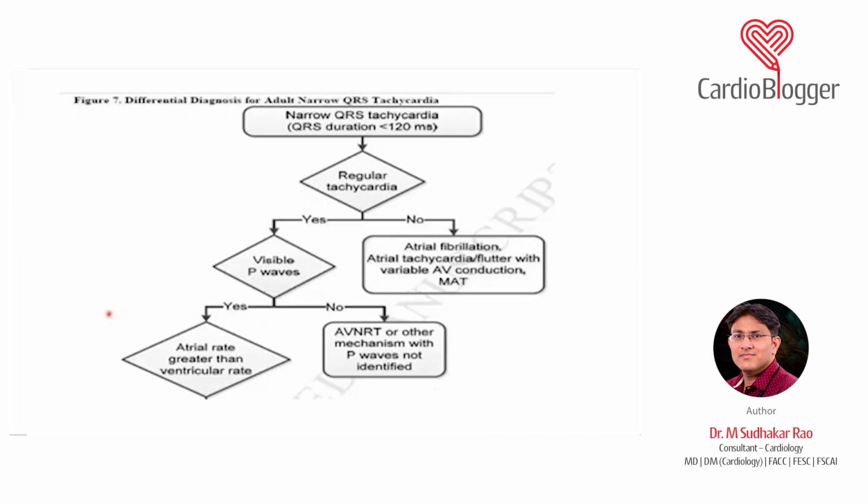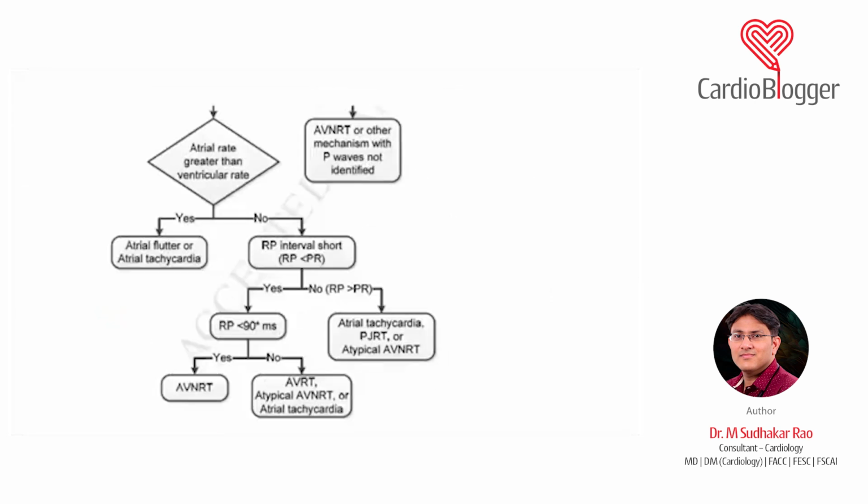If the P wave is visible, then we have to see if the atrial rate is more than the ventricular rate. If the atrial rate is more than the ventricular rate, it has to be from the atria. So it is either atrial flutter or atrial tachycardia. We'll come to it. However, if the atrial rate is equal to the ventricular rate, then we should see whether the RP is less than PR or more than PR. If the RP is less than PR, we can still have AVRT and AVNRT.